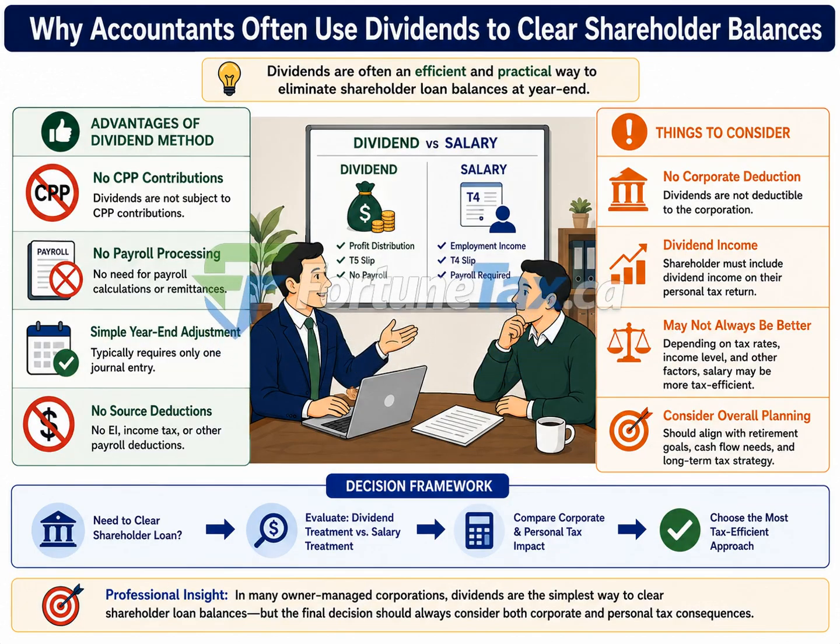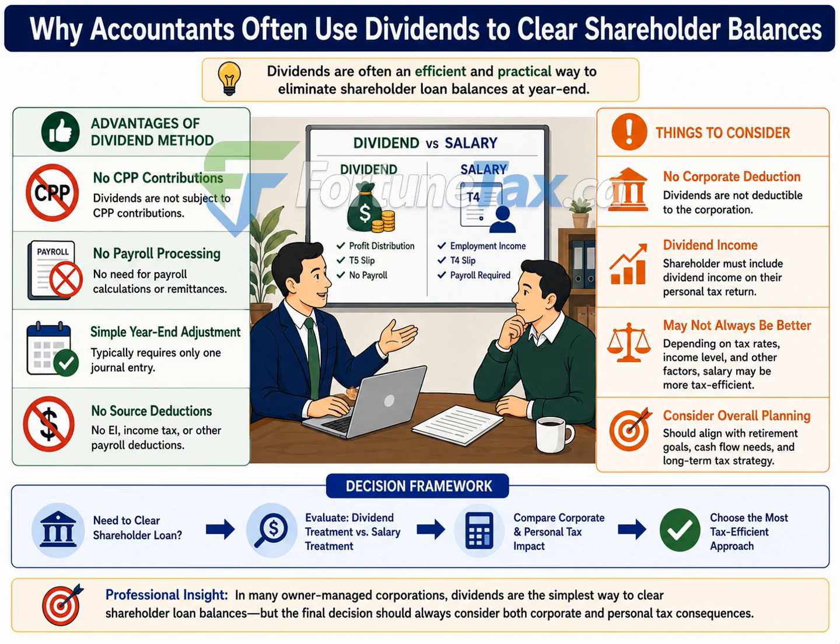Now that we understand how dividends eliminate shareholder loan balances and the tax consequences that follow, the next question is why accountants so often choose this method in practice. The answer is that dividends are frequently one of the simplest and most efficient ways to clear a shareholder balance at year-end. One of the biggest advantages is that dividends are not subject to CPP contributions.